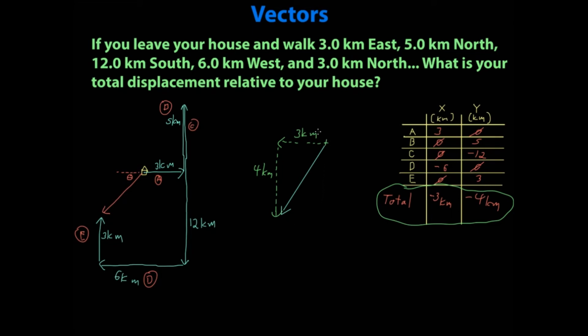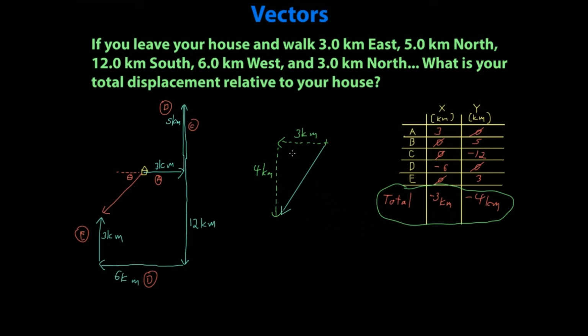So how your vector components are recognized is, your components should always be dashed lines. Your resultant should always be a solid line. That is how your professor or grader recognizes that you recognize the difference between component vectors and your resultant vector.